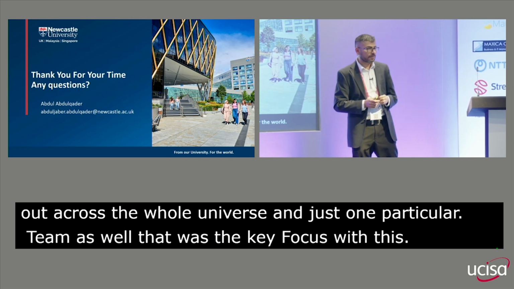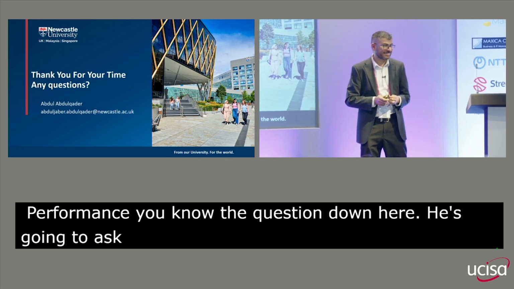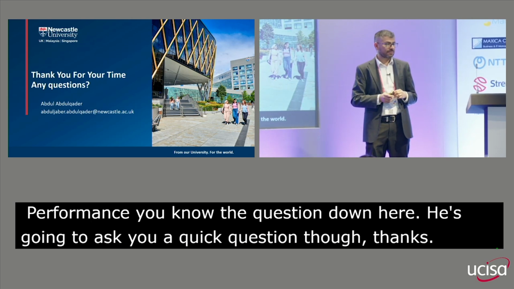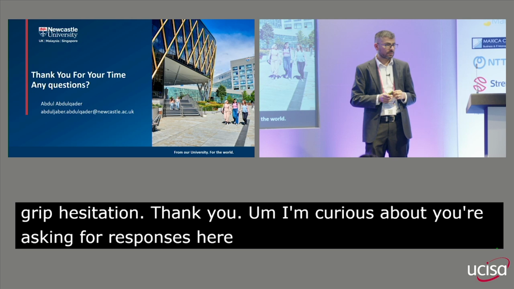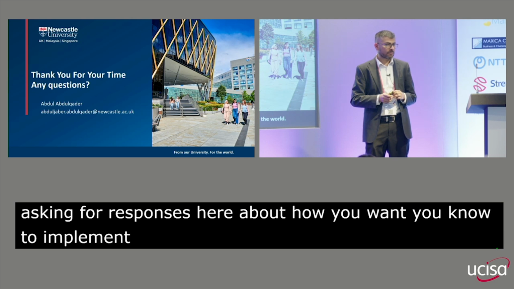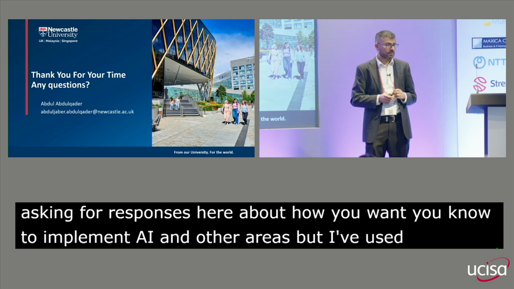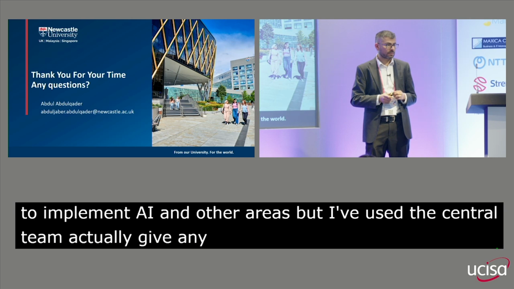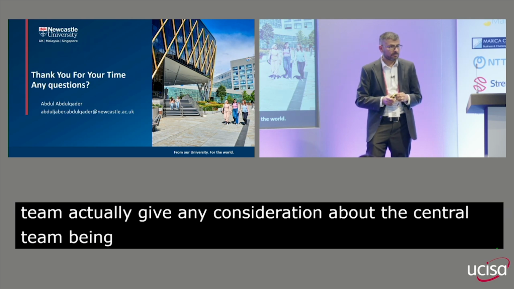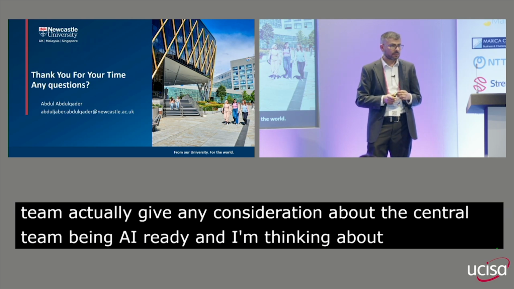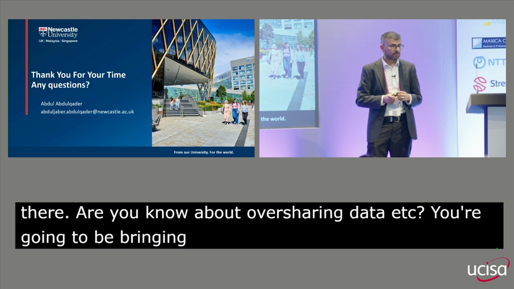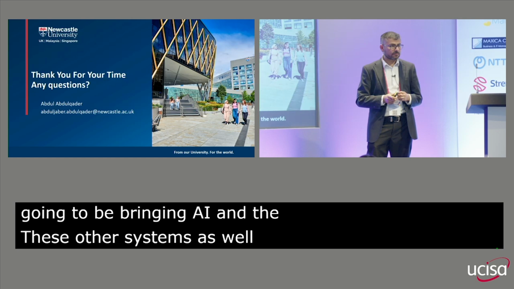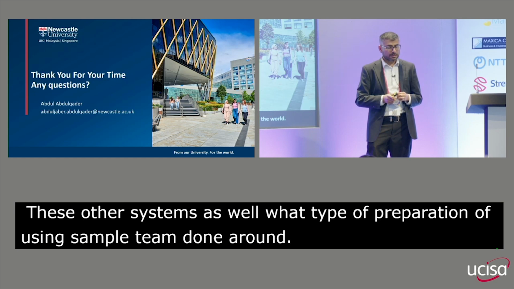Another question down here. He's going to ask you a quiz question, though, so be careful. Thanks, Abdul. Great presentation. I'm curious about, you're asking for responses here about how you want to implement AI in other areas. But have you as a central team given any consideration to the central team being AI ready? I'm thinking about things like oversharing data. If you're going to be bringing AI into these other systems as well, what type of preparation have you as a central team done around AI readiness?